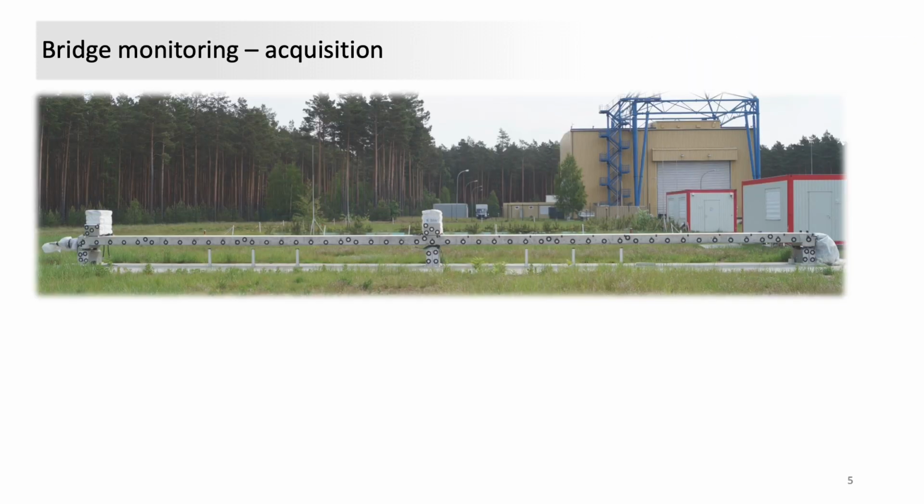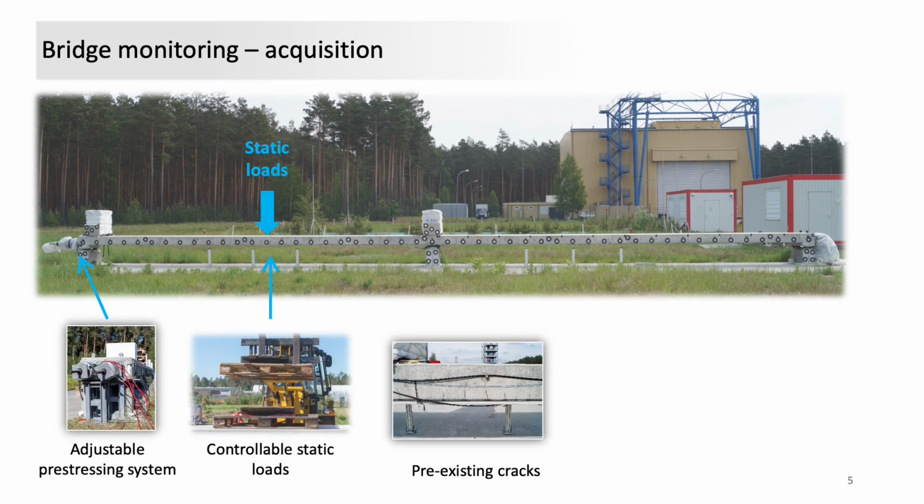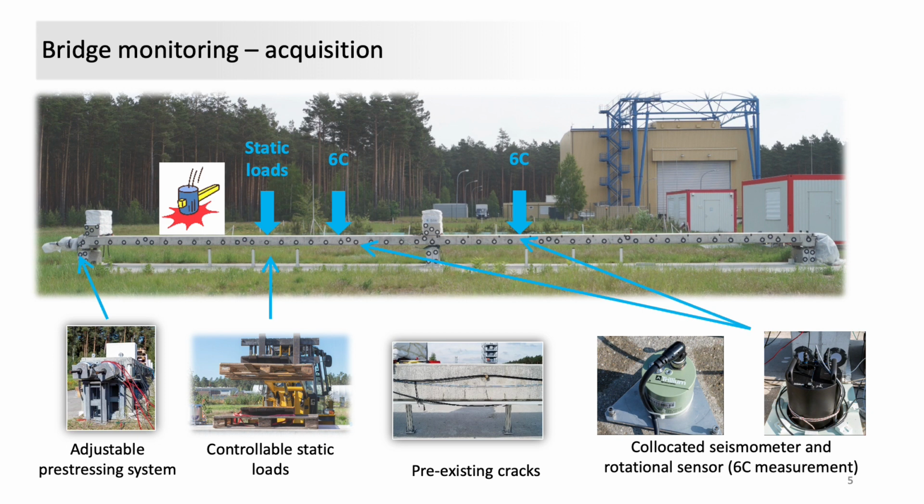To validate the proposed amplitude-ratio-based 6-component measurement, we set up a real experiment with a 24-meter two-span bridge model. The bridge is equipped with an adjustable pre-stressing system. Together with some static loads and the pre-existing cracks along the bridge, we end up with a controllable bridge that has changing elastic properties due to the changing pre-stressing and static loads. We deploy two 6-component receivers on each span of the bridge and use a weight drop as our seismic source.